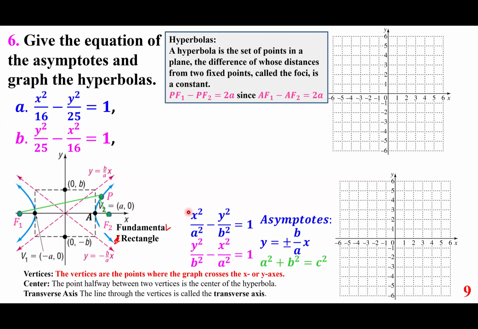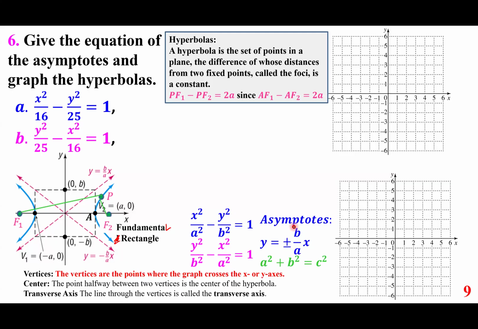I want you to pay attention to the way I write this. I keep the a squared under x squared in both cases. When I do that, the equation of asymptotes will remain unchanged. Y is plus minus b over a times x. In some texts, they change that. Then this will change for this one. But I like to keep it this way, and the asymptote remains unchanged.